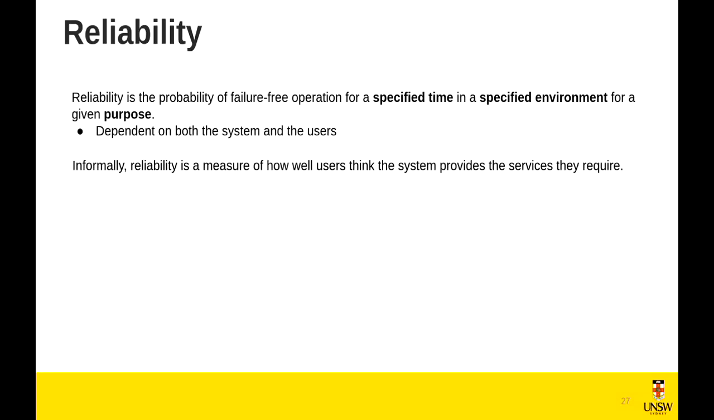And because a buggy program could be a very good program for certain users if they don't use certain features. So they don't use those corner features. So informally, reliability is a measure of how well the user thinks the system could provide the services that they want.